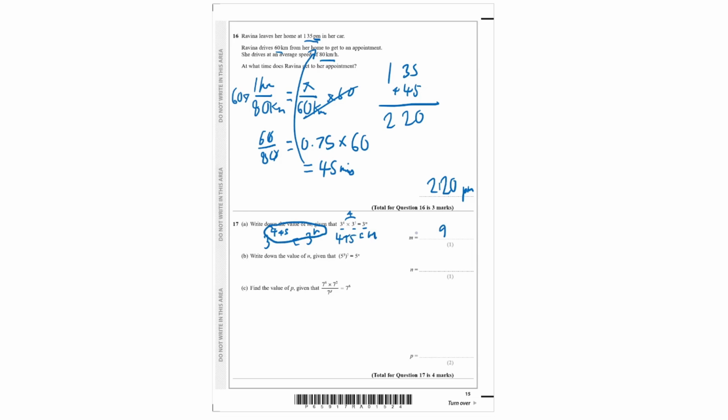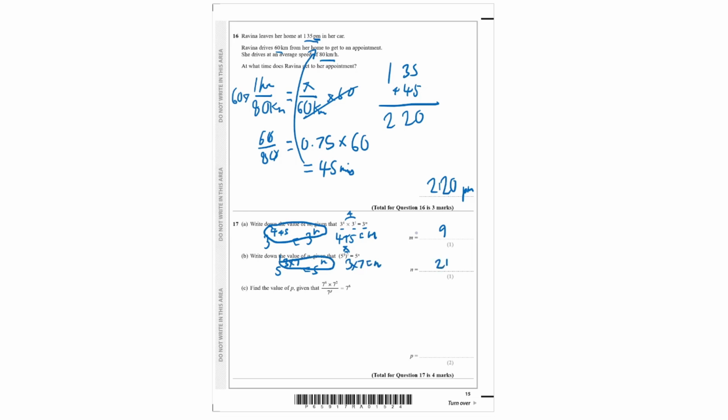Write down the value of n given that 5 cubed whole to the power of 7 is equal to 5 to the power of n. Now, powers inside the bracket are multiplied with the powers outside the bracket. So we have 5 to the power of 3 times 7 is equal to 5 to the power of n. Since we only have to find n, we focus on this equation. So we have 3 times 7 is equal to n, and 3 times 7 is 21.